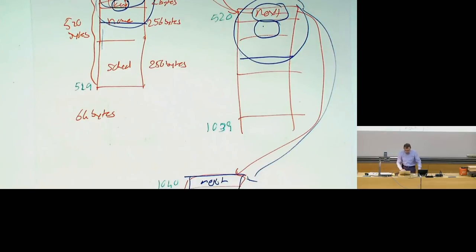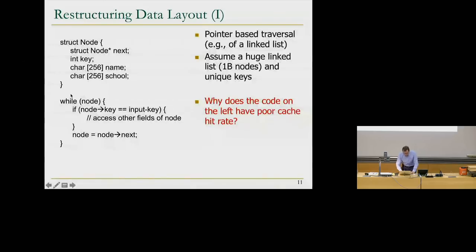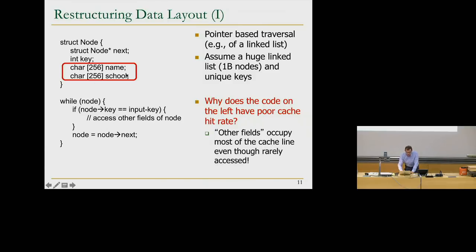Because we didn't do the data structure layout nicely, even though these fields are not frequently accessed, and we expect them not to be frequently accessed in code like this, right? Because you're really searching for a key, and if the key is unique, then you really are going to traverse a lot of nodes before you get to the node where you really need to access name and school. So the problem is really other fields, or name and school in this case, occupy most of the cache line even though they're rarely accessed. And rarely accessed is here, when the key matches.